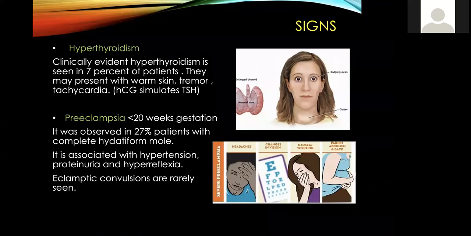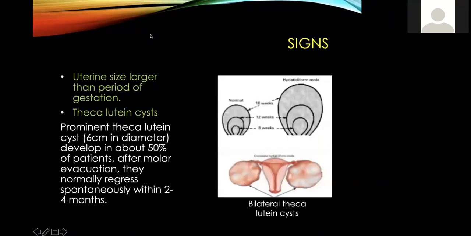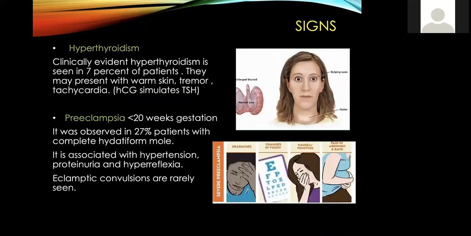Normally it is 110 or 120 by 80, but here you will find that before 20 weeks of gestation, you have patients having high blood pressure, and it is found in 27% of patients with complete hydatidiform mole. In addition to this, there is proteinuria, there is hyperreflexia, and sometimes we have patients convulsing, which is rarely seen in such cases.